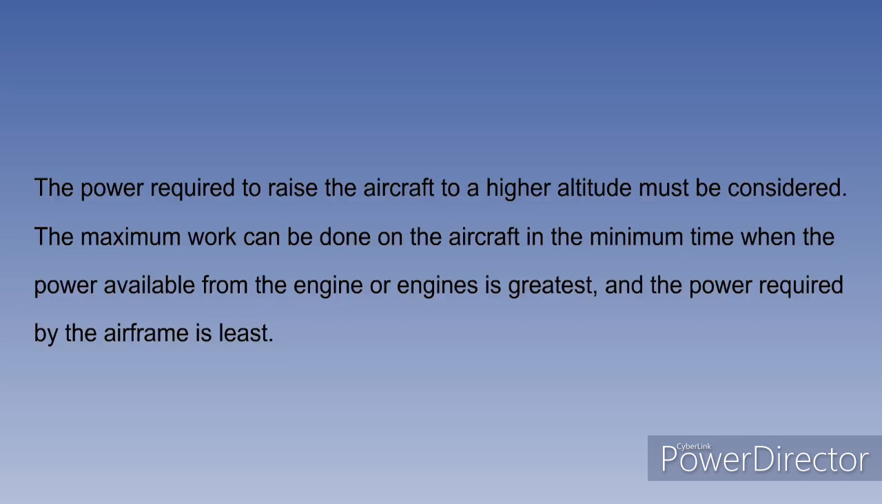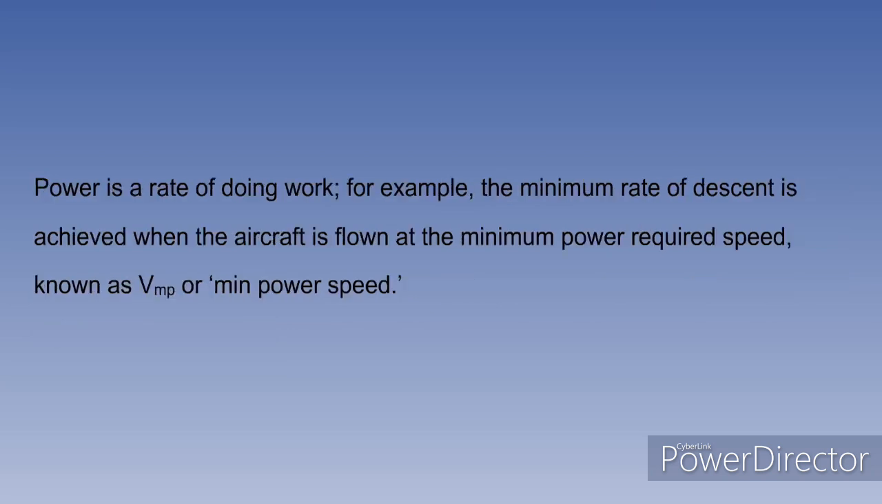Logically, the maximum work can be done on the aircraft in the minimum time, when the power available from the engine or engines is greatest, and the power required by the airframe is least. For easy reference, keep in mind the definition that power is a rate of doing work, and associate the words power and rate. For example, the minimum rate of descent is achieved when the aircraft is flown at the minimum power required speed, known as VMP, or min power speed.